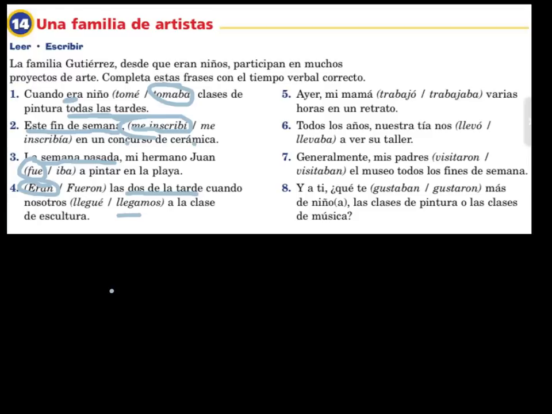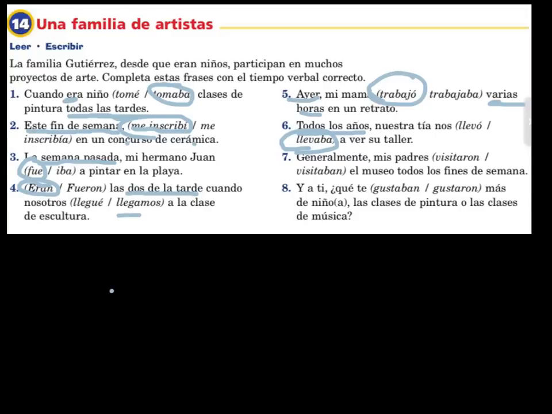Ayer mi mamá blank en varias horas en un retrato. So yesterday my mom blank for several hours on a portrait. Ayer is a clue word for preterite, and so is several hours. So we're going to use preterite there. She worked several hours on a portrait. Number 6. Todos los años nuestra tía nos blank a su taller. So every year, what does that indicate? That indicates that it happened multiple times, which means we're probably going to use the imperfect.